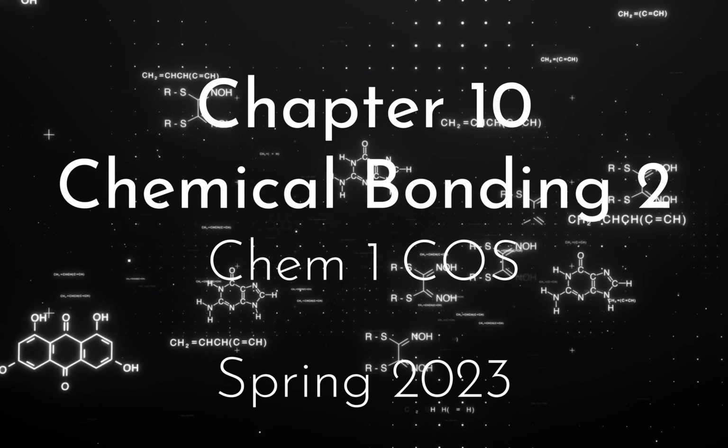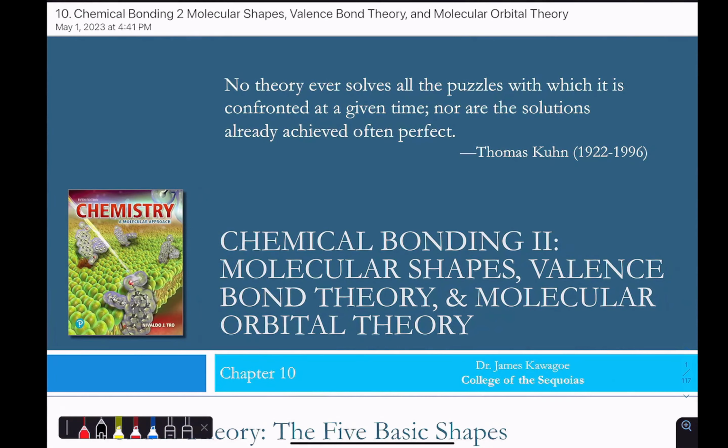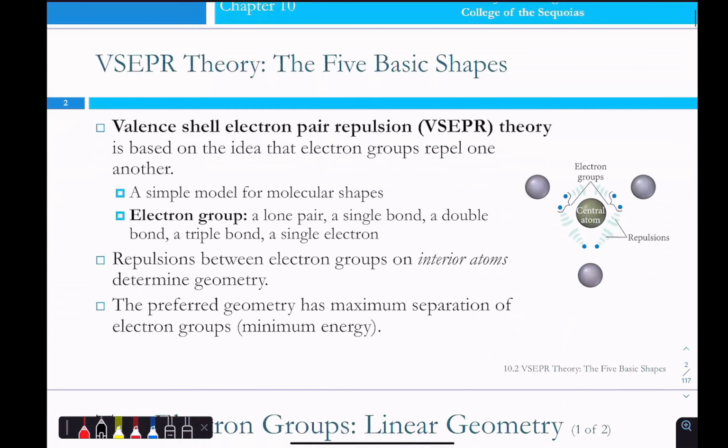So chemical bonding too. Good quote though, again, about theories. "No theory ever solves all of the puzzles with which it is confronted at a given time, nor are all the solutions already achieved often perfect." Yeah, but we've used Lewis theory to predict structures of things, and that's fine. It works pretty good for some of the stuff we talked about, and we're going to talk about how it doesn't work and how it's not fine.